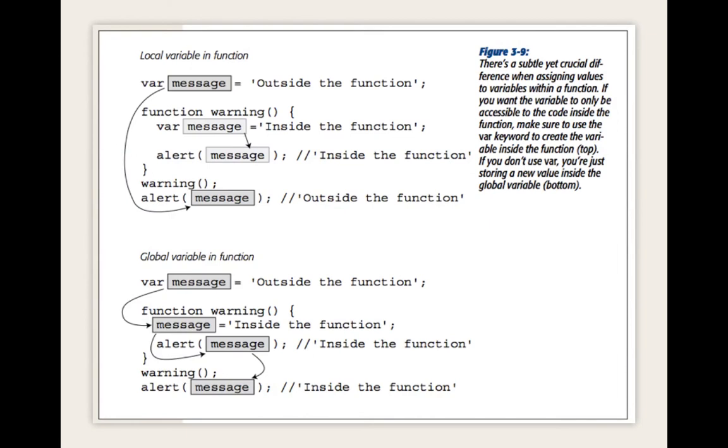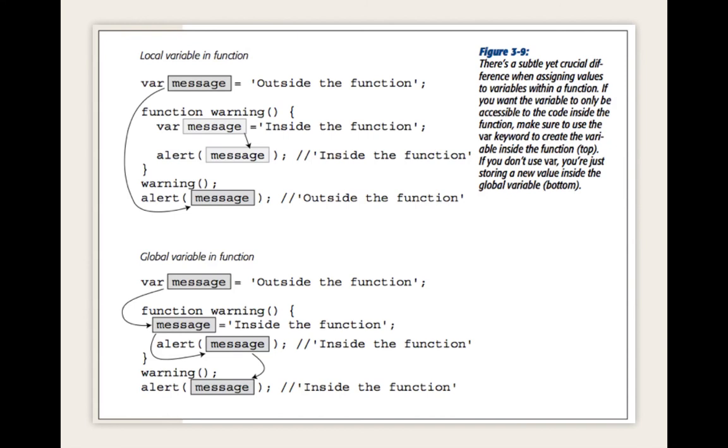So let's look at this in some code. Now this is going to be something you have to think about for a minute because it is slightly confusing. So let's look at a variable named message. If you just create a variable named message, it exists outside of a function. Interesting. If you create a function called warning, you can also create a whole separate, at least in JavaScript, variable called message. It only exists inside the function.